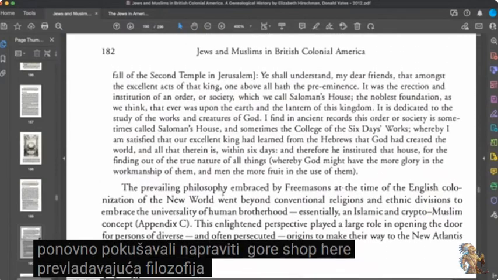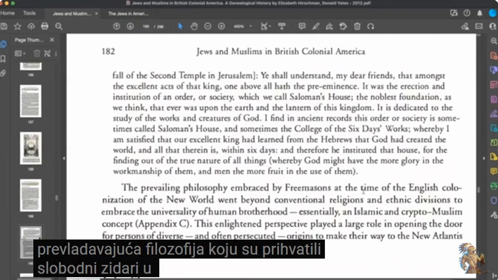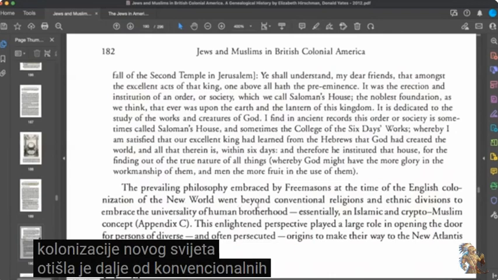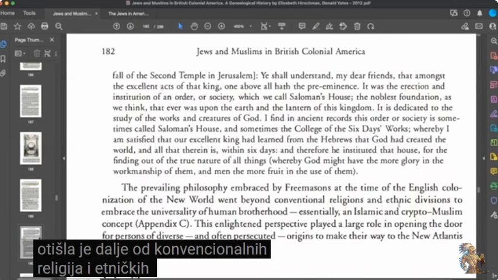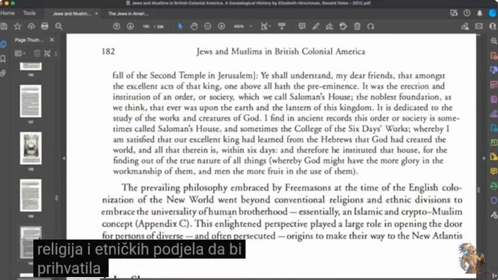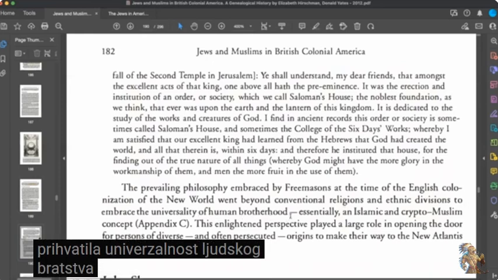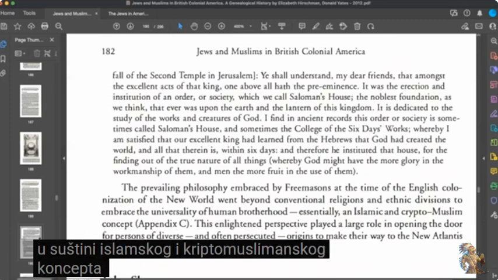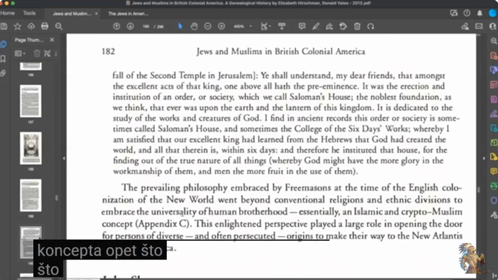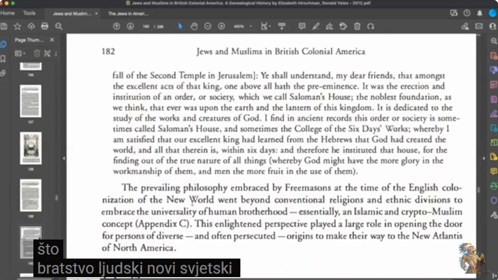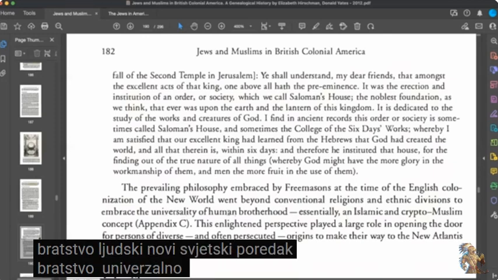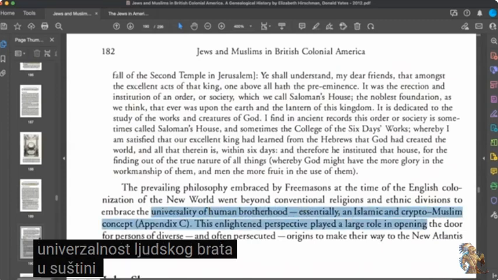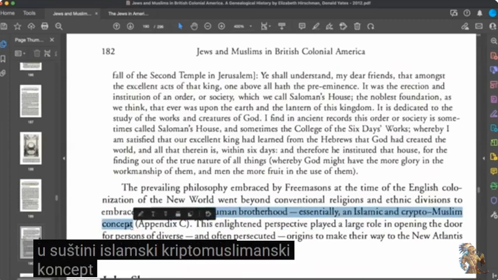The prevailing philosophy embraced by Freemasons at the time of the English colonization of the New World went beyond conventional religions and ethnic divisions to embrace the universality of human brotherhood, essentially an Islamic and crypto-Muslim concept. Again, what? Brotherhood, New World Order, universality of human brotherhood, essentially an Islamic crypto-Muslim concept.